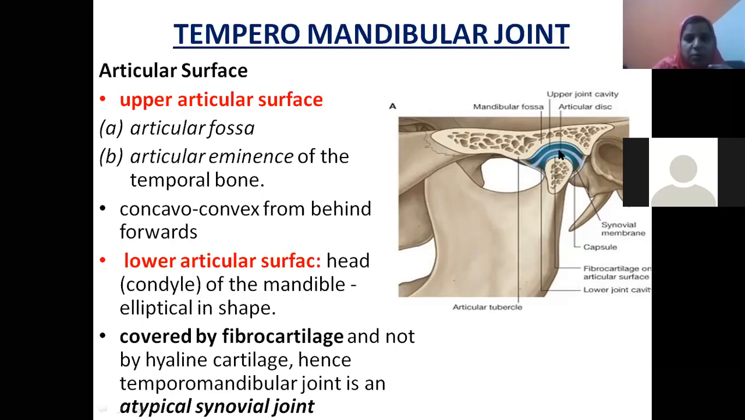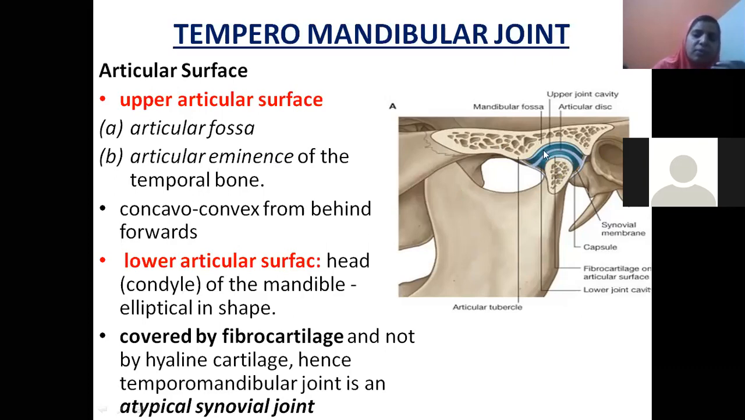Now, when you see the curvature of this upper articular surface, it will be concavo-convex, from behind forwards. Concavo-convex, behind and then front. Then coming to the lower articular surface, this is the head of the mandible. It is elliptical in shape. It is covered with fibrocartilage.